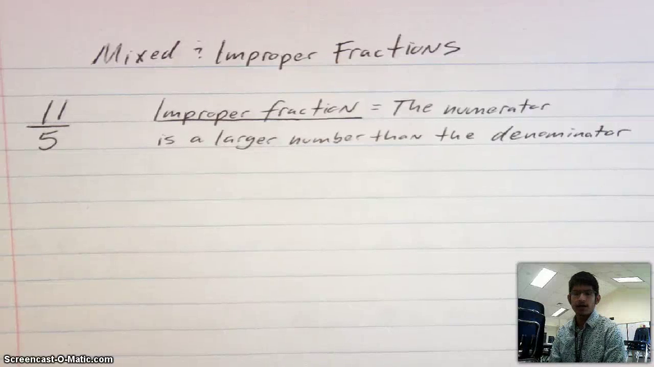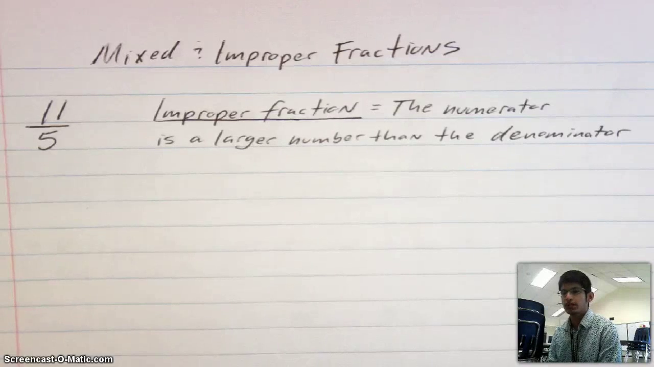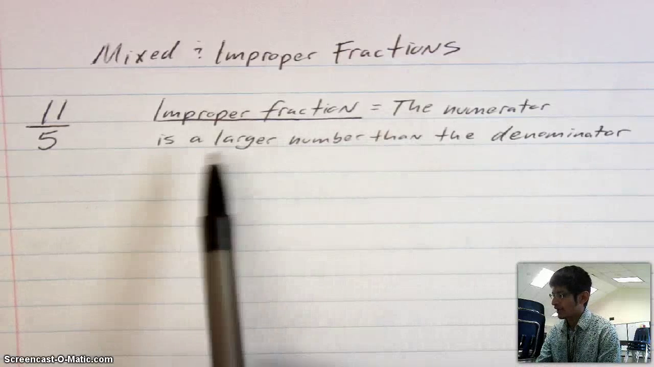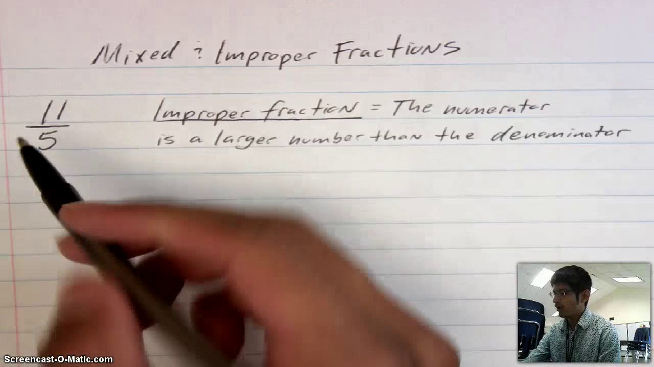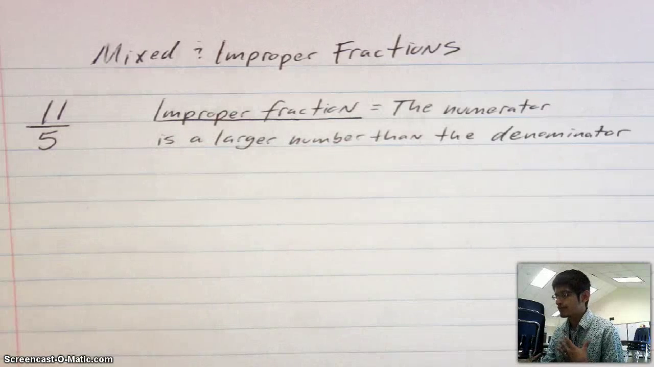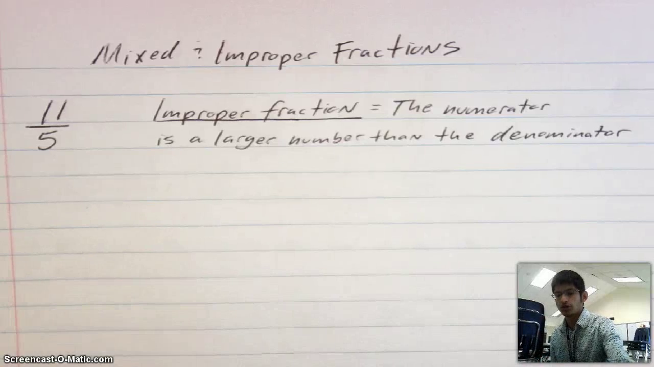Alright guys, good morning. Today's video is going to be on mixed and improper fractions. An improper fraction is a fraction where the numerator is a larger number than the denominator. So I gave you an example, 11 over 5 or 11 fifths, as an example of an improper fraction, because normally the denominator is supposed to be larger than the numerator. So let me draw this out and show you what it looks like.